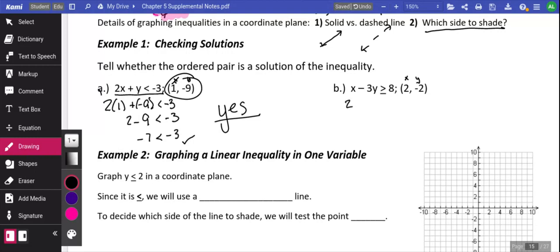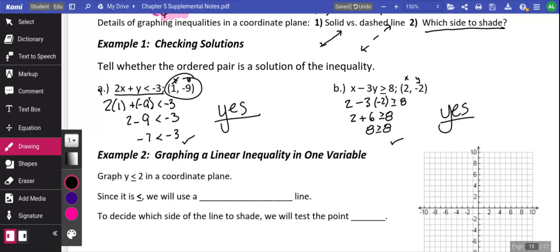Okay, so x is 2 minus 3 times y, so -2 greater than or equal to 8. Okay, -3 times -2 plus 2 is 8, greater than or equal to 8. Is 8 greater than or equal to 8? It's not greater than, but it is equal to, so that works. Yes, this one is a solution. If it had just been greater than, it would not have been a solution. But both of these ended up being solutions.